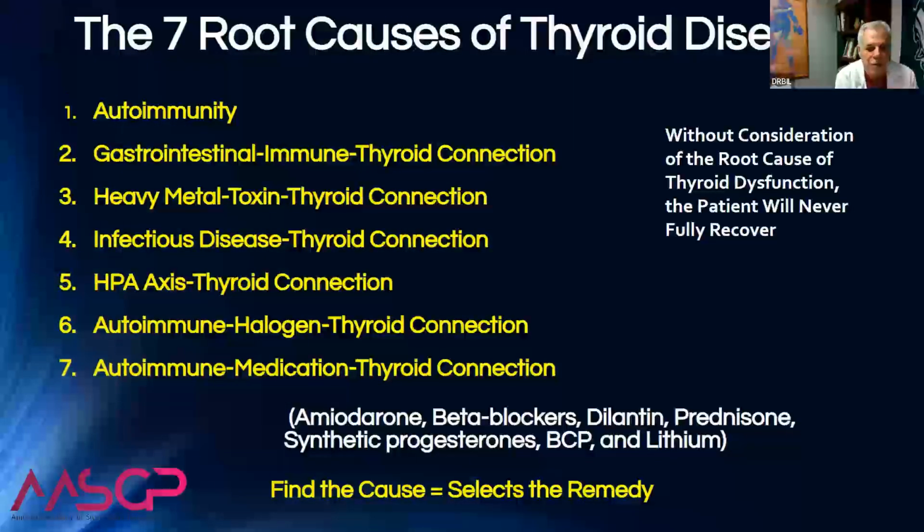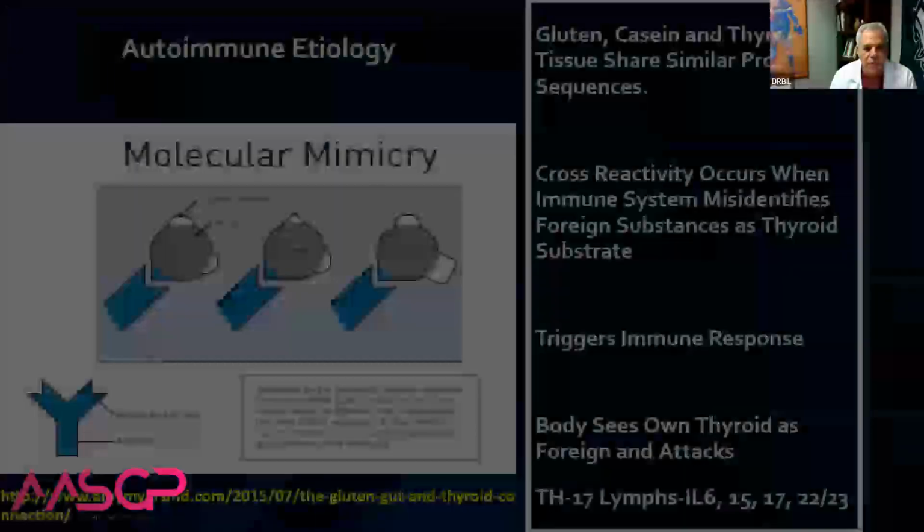We're going to look at GI immune issues, heavy metals, infectious diseases, the HPA axis, cortisol, and there are also autoimmune issues dealing with substances that are similar to iodine, which are halogens and fluoride, and then the medications. And we mentioned those before. Okay, so we need to find the cause.